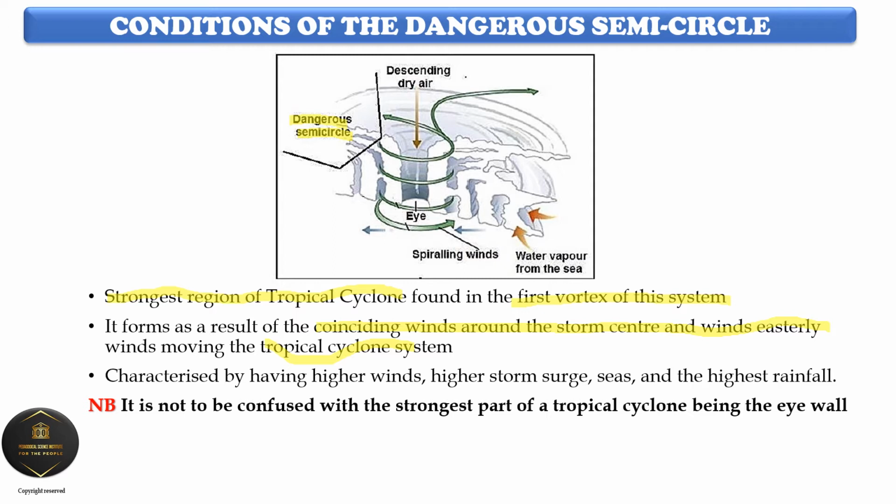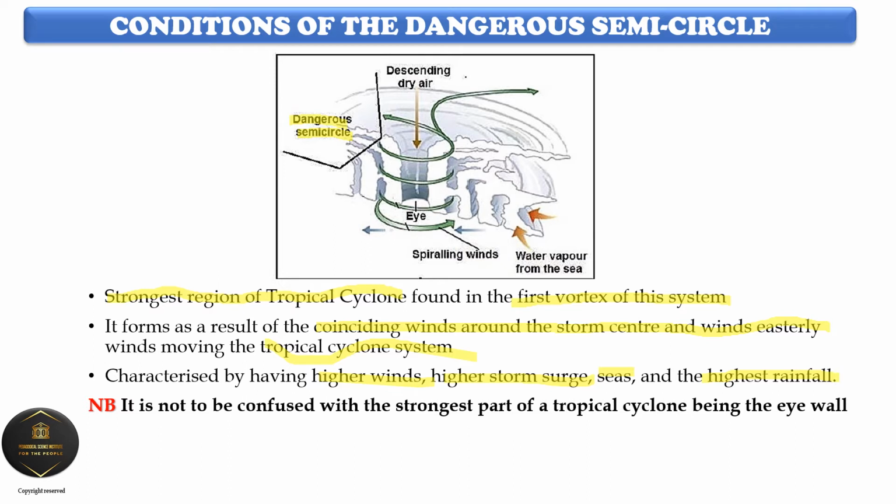So that will make the strongest disturbance form there in that quadrant, and as a result we'll have the highest winds, and the highest storm surges from this region. We'll see that our ocean water will increase as this region moves over the ocean surface, and we'll have the highest rainfall, of course, as a result.